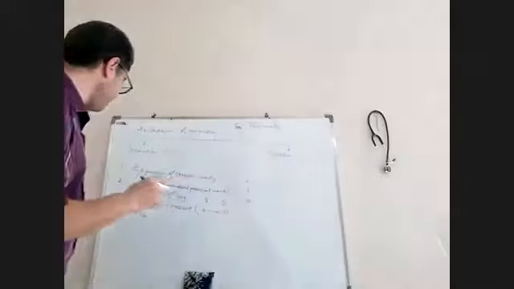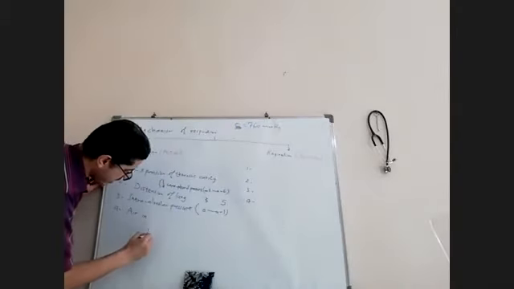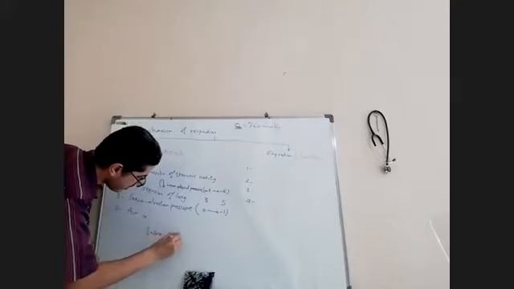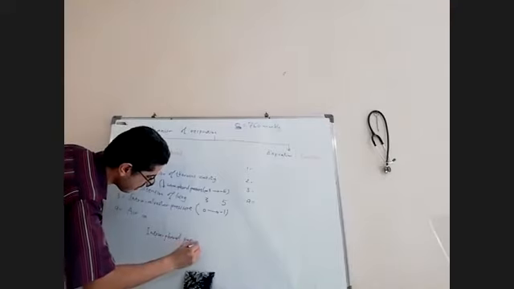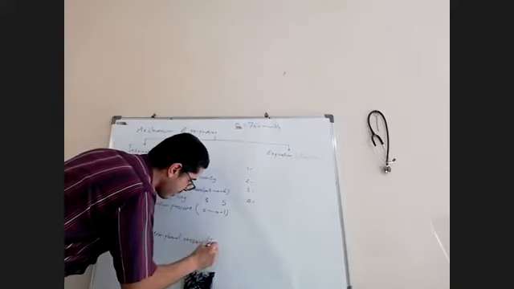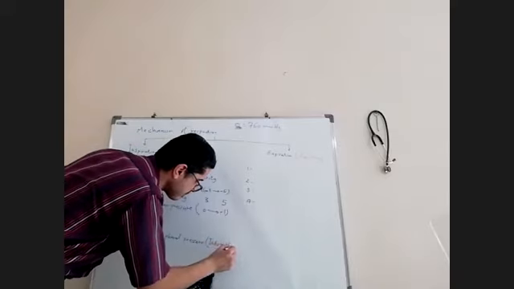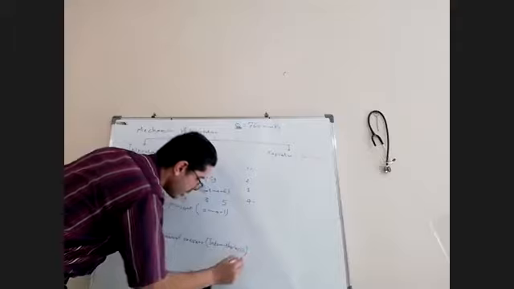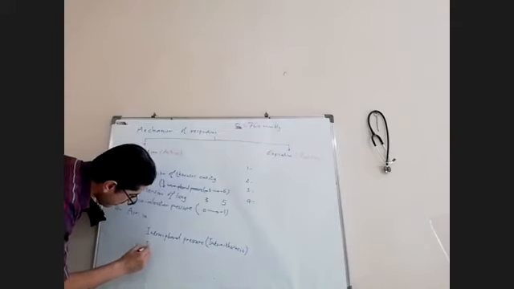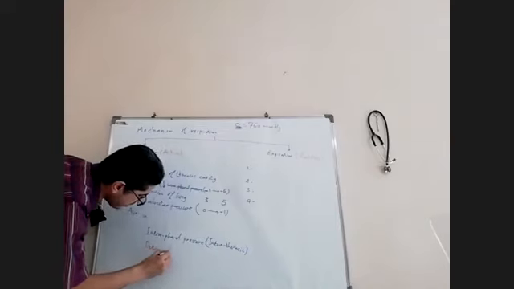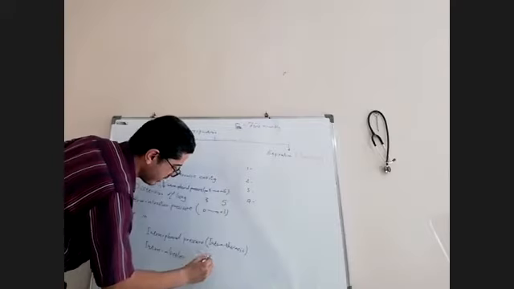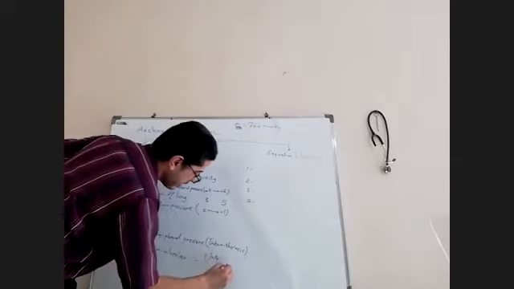So how many pressures do we have? We have intrapleural pressure. Intrapleural pressure is also called intrathoracic pressure. The other pressure is intraalveolar pressure, which is called intrapulmonary.